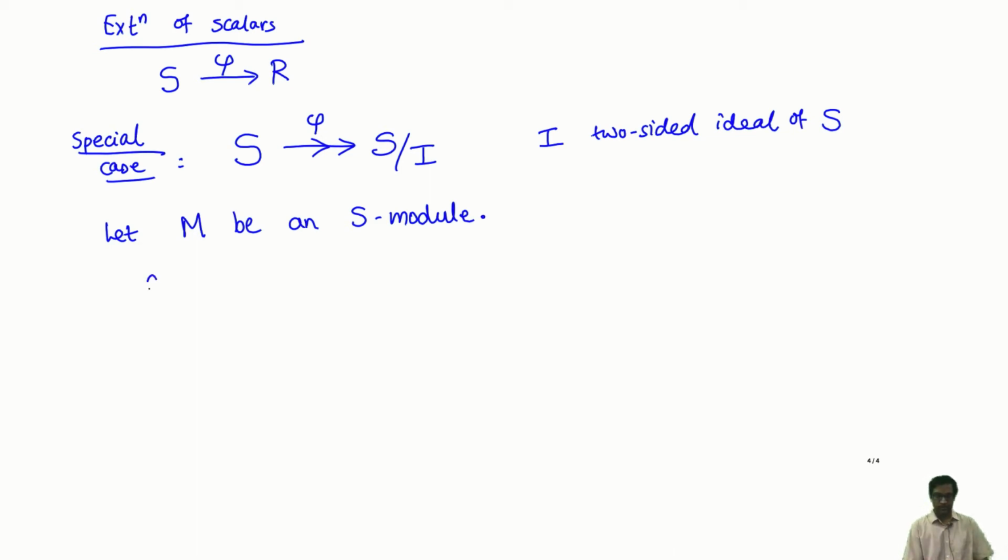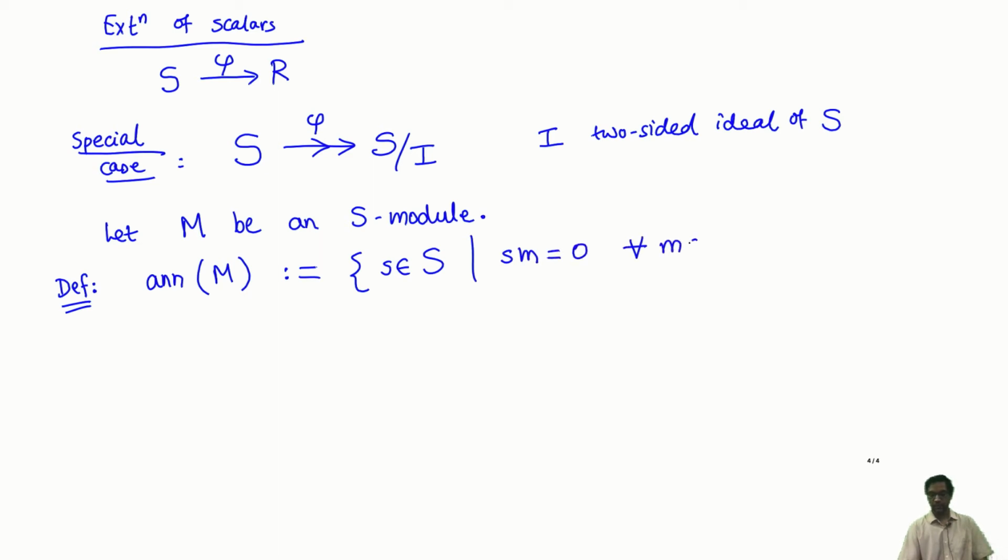So the question really is, when can M be made into an S/I-module? To answer this, we define the annihilator of M. Recall, in other contexts one has talked about annihilators of elements. This is an annihilator of a module. What's an annihilator of a module? It is all elements s of S which kill every element of the module, such that sm is 0 for all m in M. It acts as 0 on the entire module.